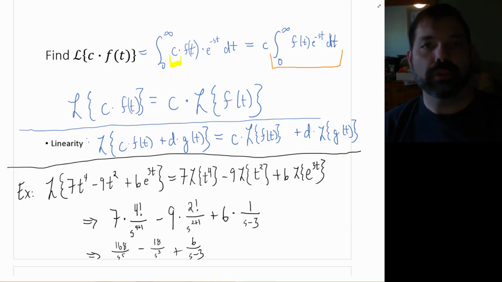Just like once you learned rules for derivatives, you didn't have to go back to the limit definition of the derivative. You were allowed to use the rules to find derivatives. Same thing here. Once we learn the rules for Laplace transforms, we don't have to go back and use the definition unless we're told to, or unless it's a new situation that we don't know how to deal with yet.